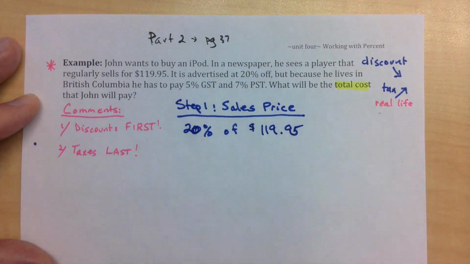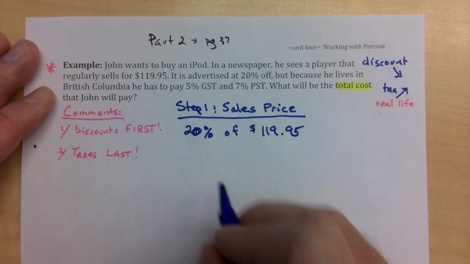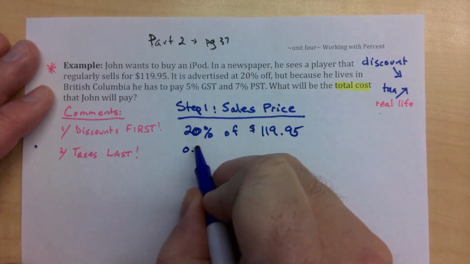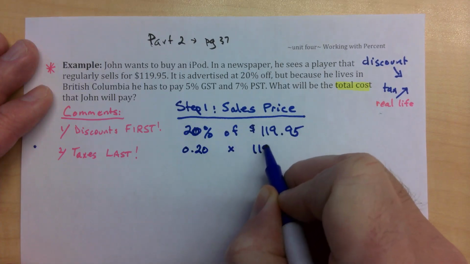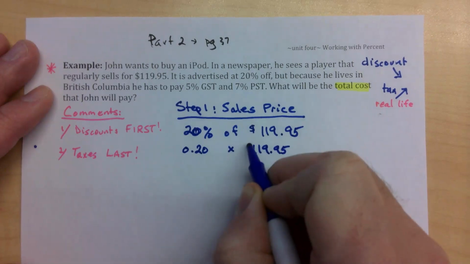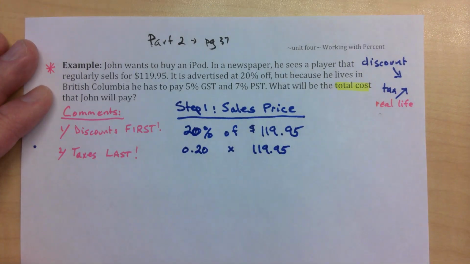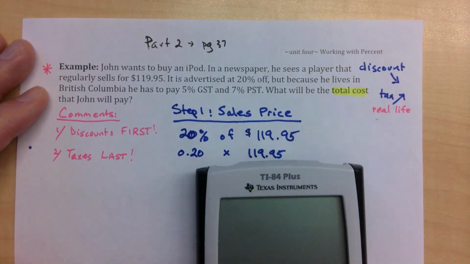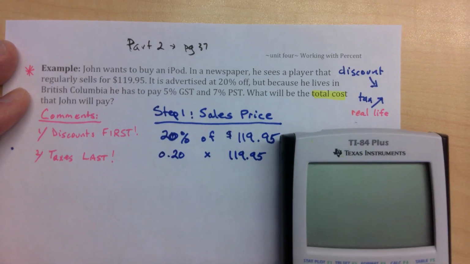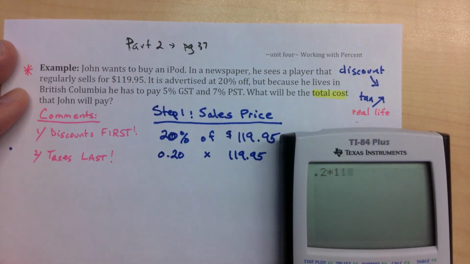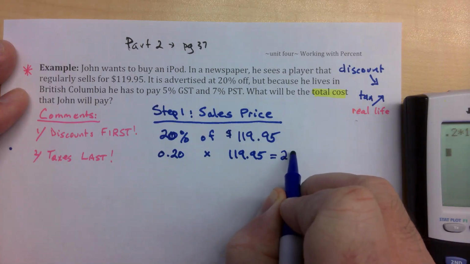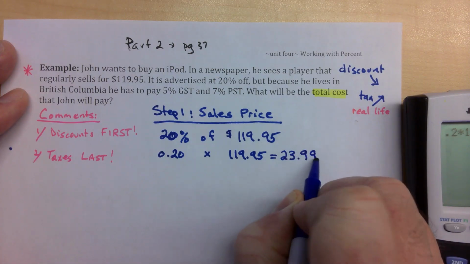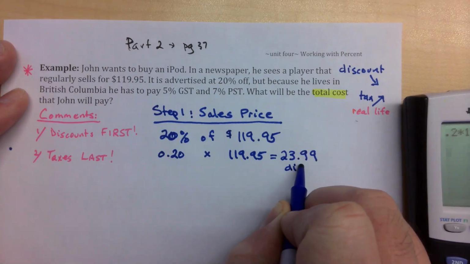So 20% of $119.95. Let's quickly translate that. That's 0.20 times 119.95. Don't touch the second number. It really doesn't matter if you keep the dollar sign. You know you're working in dollars. You could always just recognize the dollar sign at the end again. So what is 0.2 times 119.95? That's equal to $23.99. So that's what you're going to subtract. That's the discount or the savings.